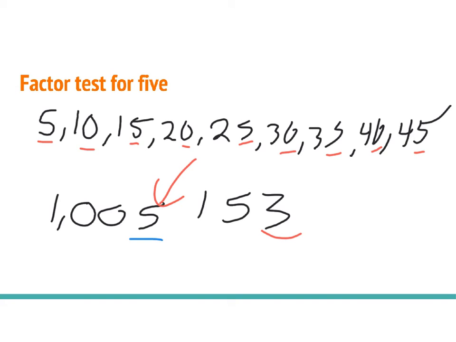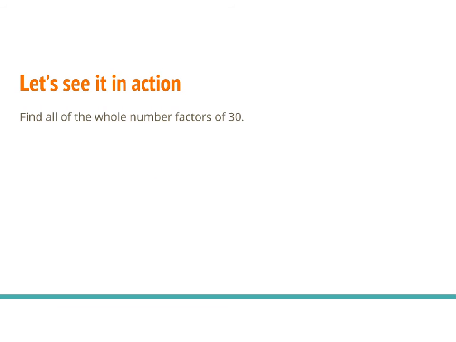So let's say like 970. It's got a 0 in the ones place right there, and it's telling you, hey, I'm divisible by 5. Now, of course, all this has to be combined together when we're finding factors of numbers. So let's see all this together in action.